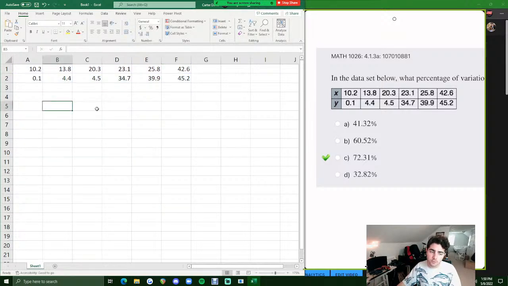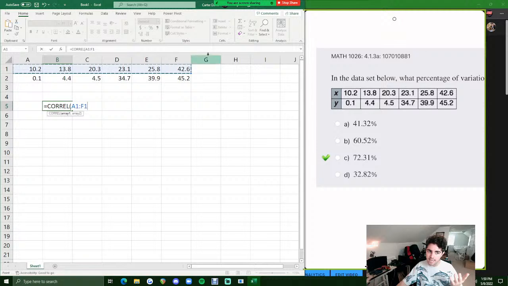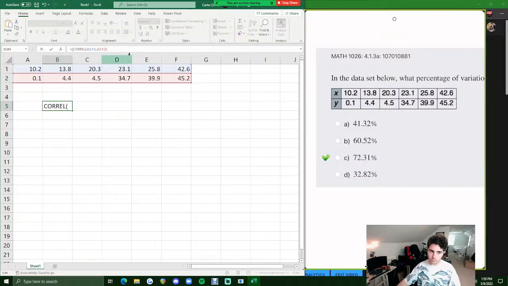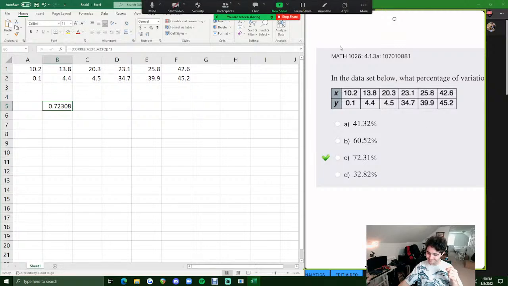So I might just say, if you wanted to, you could do the function equals CORREL, and it says returns the correlation coefficient between two data sets. So if you double click on that, the array 1, I think they just want the x values. And then you put a comma and you highlight the y values. Again, this output is the correlation coefficient, which is the r value, which means if we take this and we square it, I wonder if we can do this all in one thing here, raise it to the second power, look at that, we get 0.72308, which rounds to 72.31%. All right, let's keep it going.